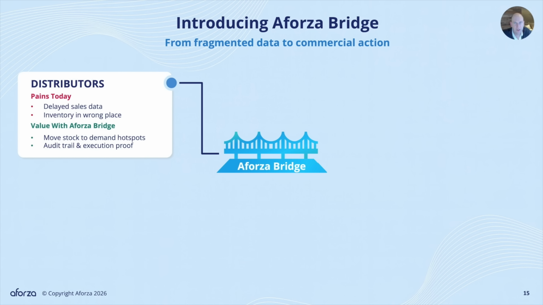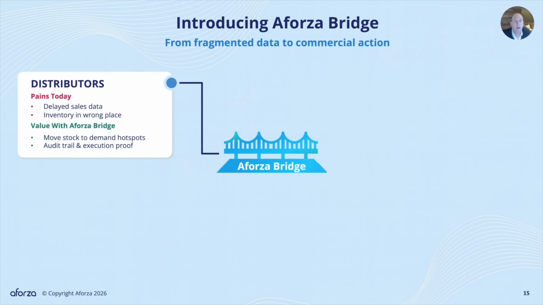There are many different use cases, but I'll point out really 5 key ones that we see for using Aforza Bridge today. So first of all is the distributor angle, and we'll talk about this more today. That's really what today's about. So this is about where you can get the real visibility you need on inventory and pricing and sales in real time.